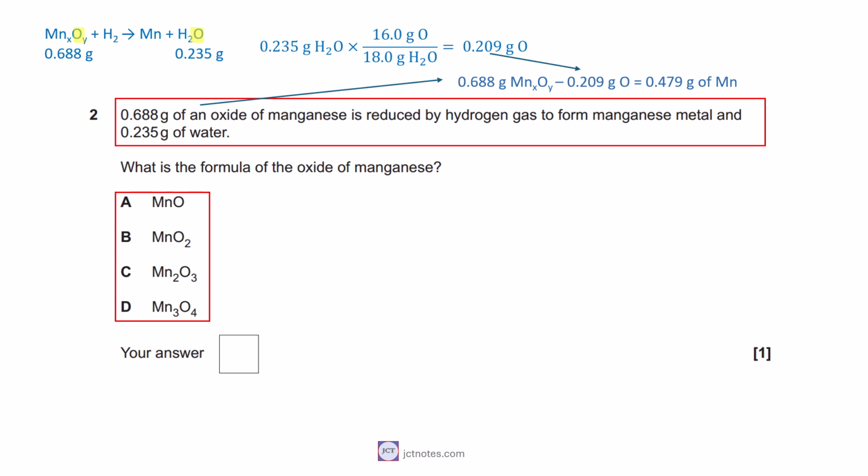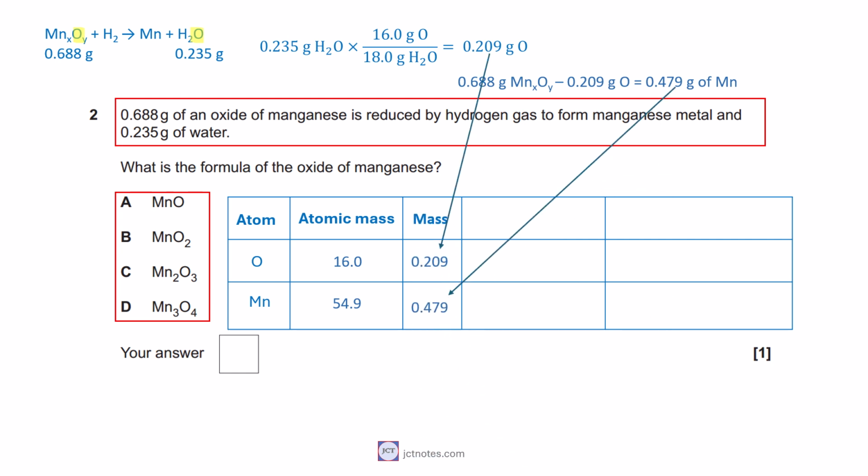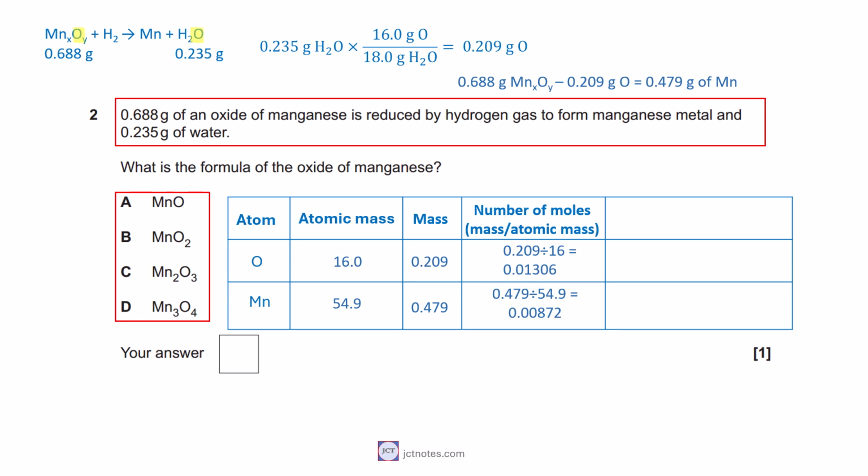I use a table with 5 columns. In the first column, I add the atoms. Oxygen and manganese in this case. In the second column, I put the atomic mass of each element. 16 and 54.9 respectively. In the third column I add the mass of each atom, 0.209 and 0.479. In the fourth column, the number of moles is calculated by dividing the mass by the atomic mass. I use several decimal places to minimize rounding errors.